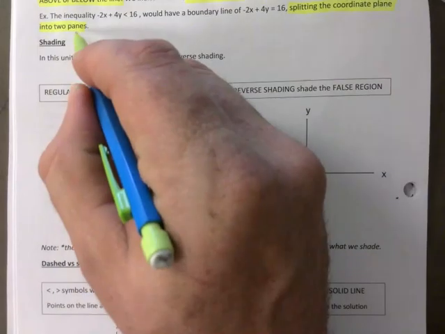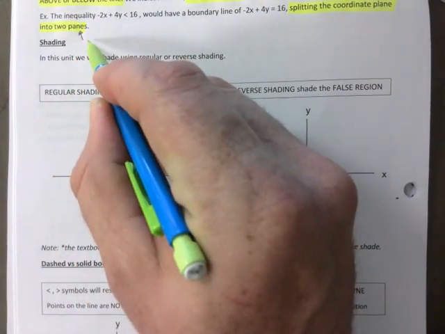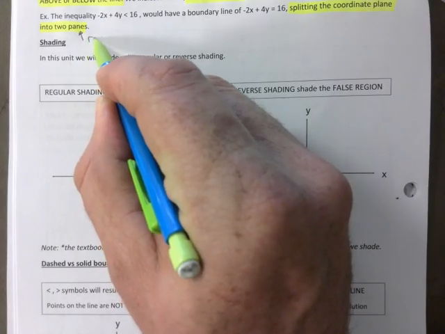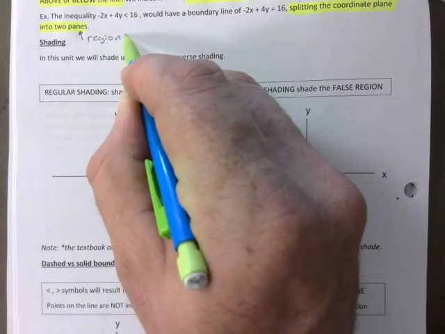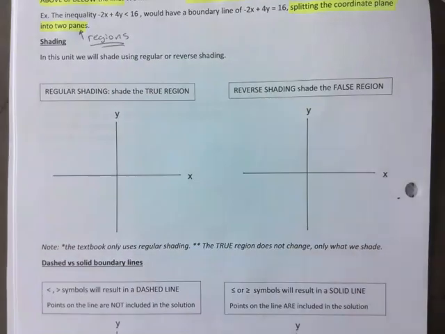And so then it's shading. These units we will shade using regular or reverse shading. Sorry, I want to make a note. If panes is weird, just say regions. A line will cut it into two regions.